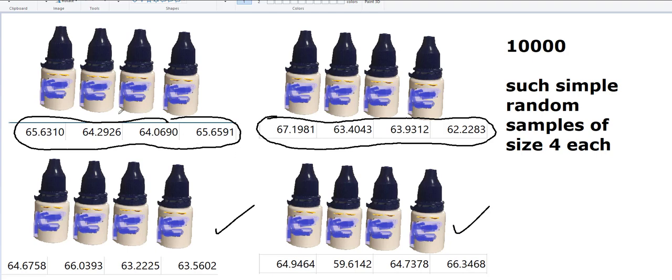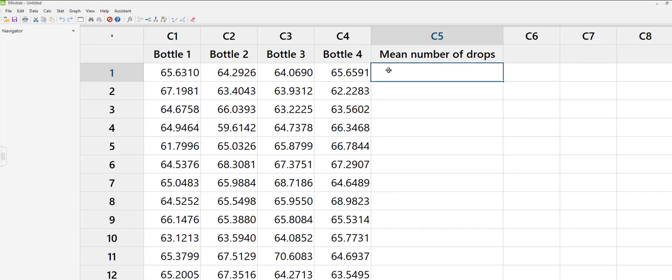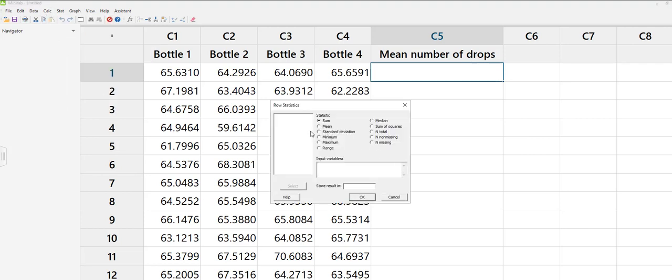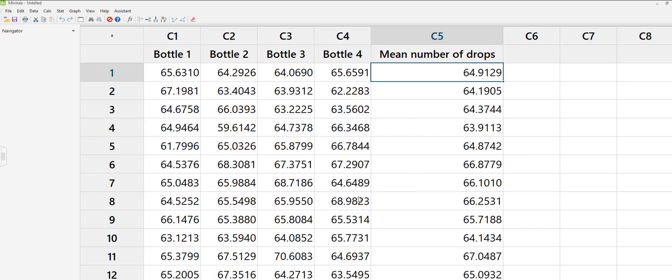Let's look at the mean contents of each sample, going back to Minitab. I'm back here, going to Calc and looking at Row Statistics. I want the means of each row of the first 4 columns, and we are going to put the results in column 5. Here are the means of each of those samples, in the order that we have placed them.